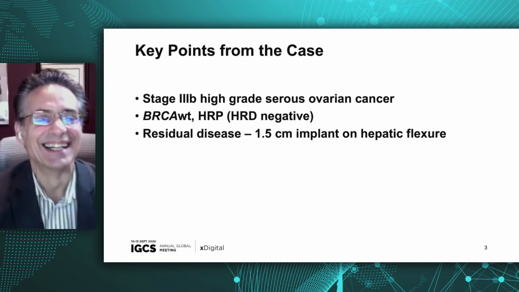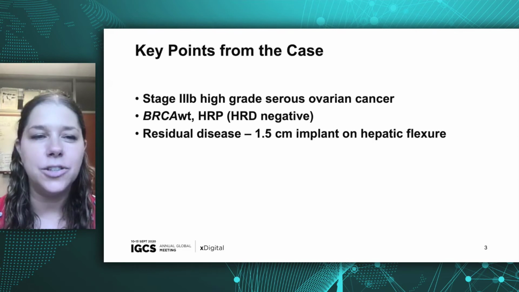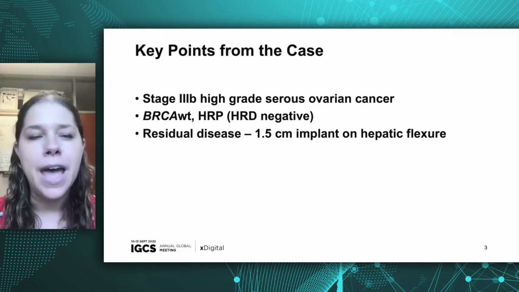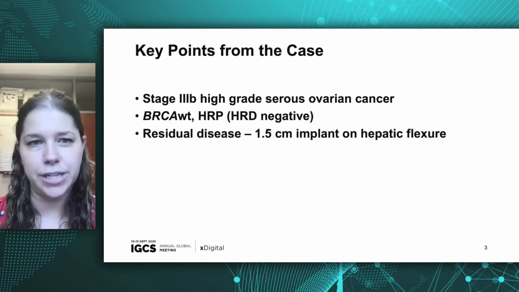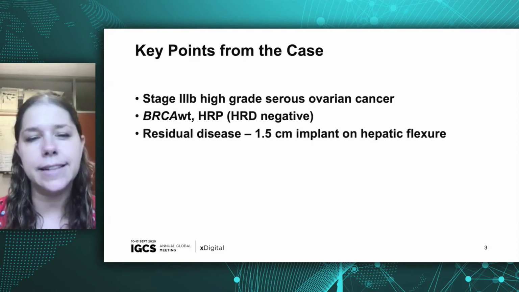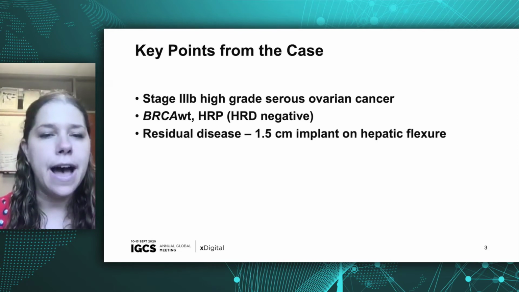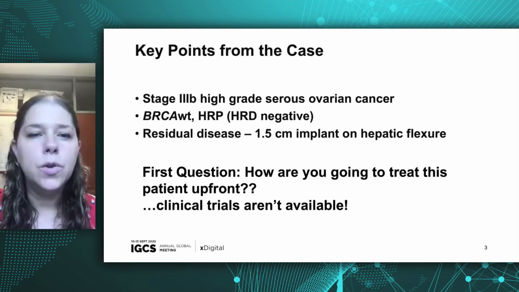So first, let's just review some of the key points in the case and what we'll use to make this decision for the patient in front of us. First of all, we have a stage 3B high-grade serous ovarian cancer patient, and her tumor is HRD negative, so homologous recombination proficient. And we do have residual disease, and that's important. There was at the very least a 1.5 centimeter implant on the hepatic flexure on the diaphragm. And so the first question really is, how are you going to treat this patient up front?